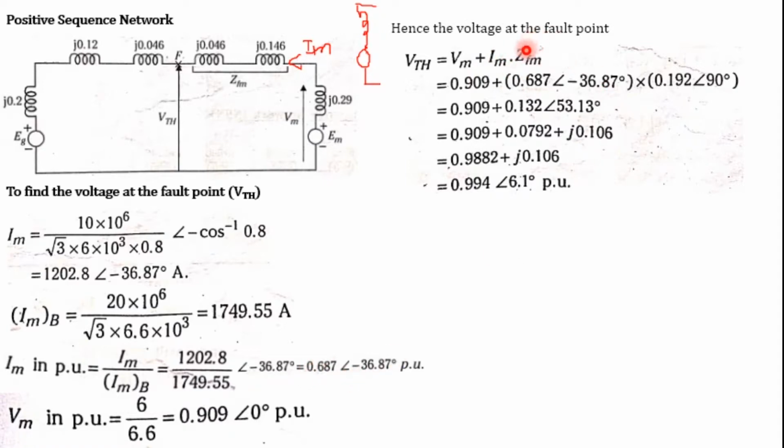So what is the ZFM? ZFM is nothing but the transformer T2 and half of the transmission line value. Why are we considering it divided by 2? Because the fault is in the middle of the transmission line. So adding up these two, we will get the value of ZFM, that is 0.192 at an angle of 90 degree. Substitute this value and do the simplification, you will get 0.994 at an angle of 6.1 degree. Okay, so this is the VThevenin value we got.